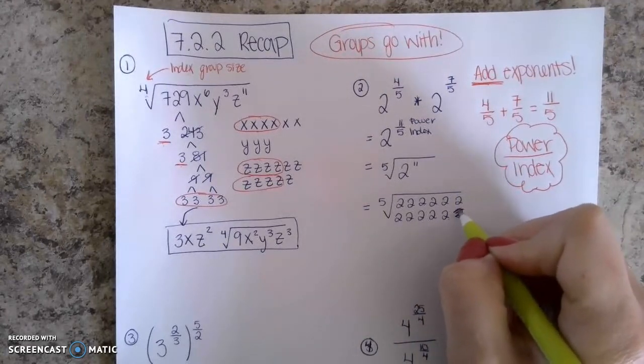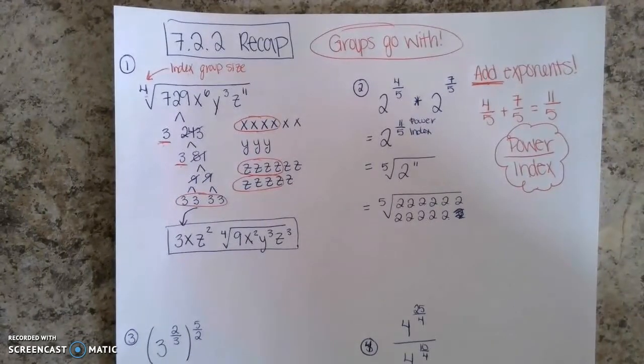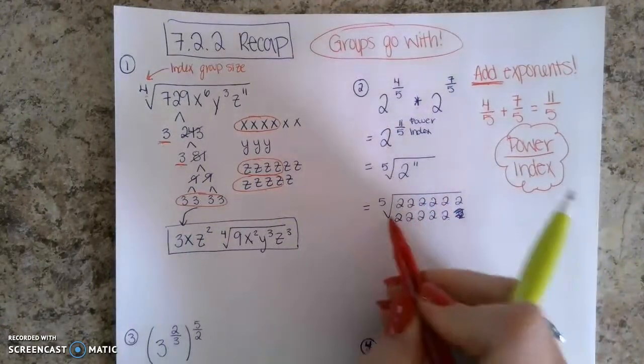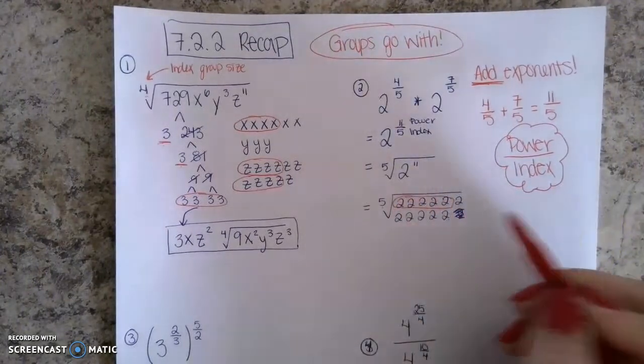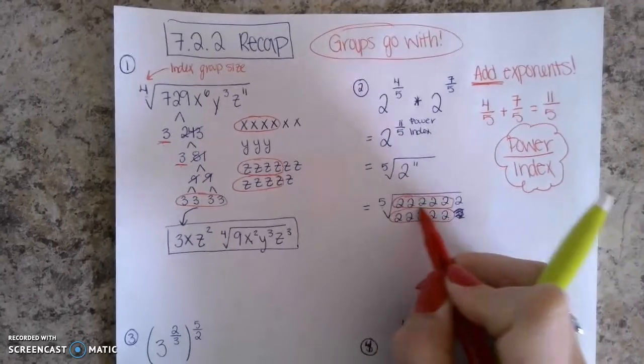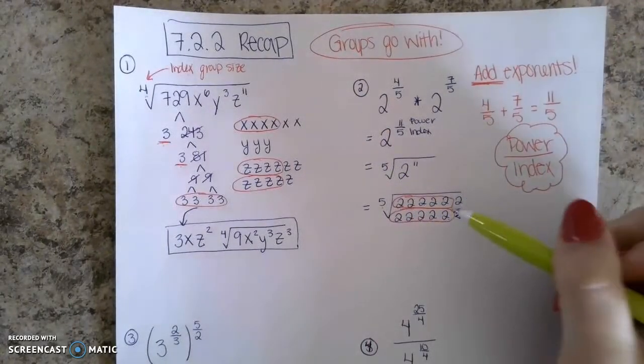Oops, put one too many there. And the 11 twos underneath there. All right, I want to look for a group of 5. Right, group index, group of 5. So 1, 2, 3, 4, 5. 1, 2, 3, 4, 5. I have 2 groups of 5s.